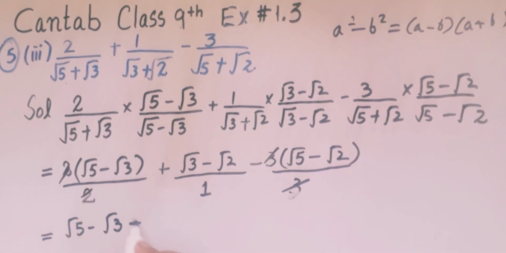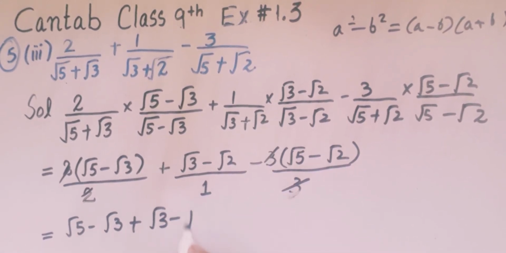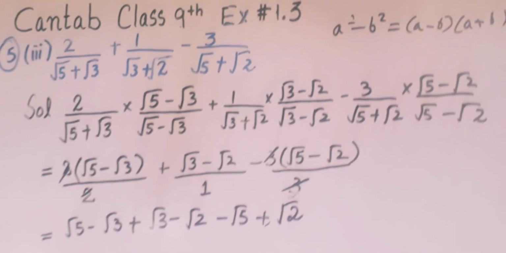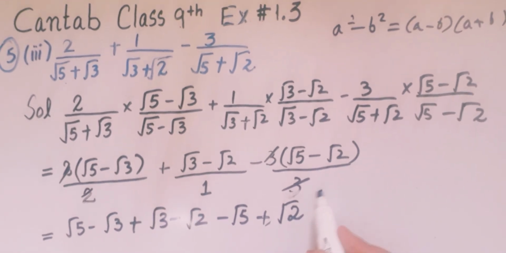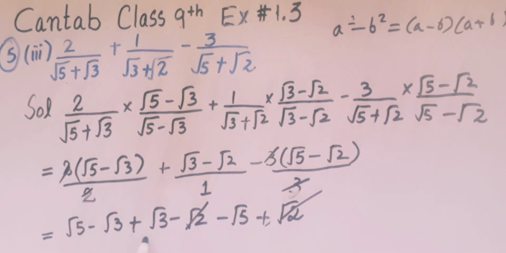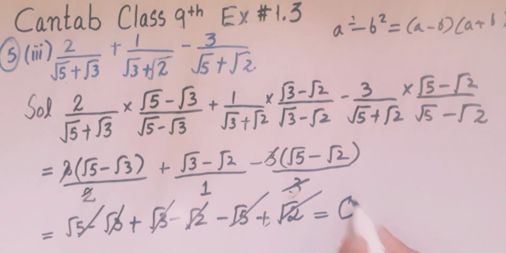root of 3 plus square root of 3 minus square root of 2 minus square root of 5 plus square root of 3. So minus square root of 3 plus square root 2 will be cancelled by this minus square root of 2, plus square root 3 will be cancelled by this minus square root of 3, minus square root of 5 and plus square root of 5 will be cancelled and we will have 0 which is the answer of this question. I hope you understand this. Now we will do part 4.